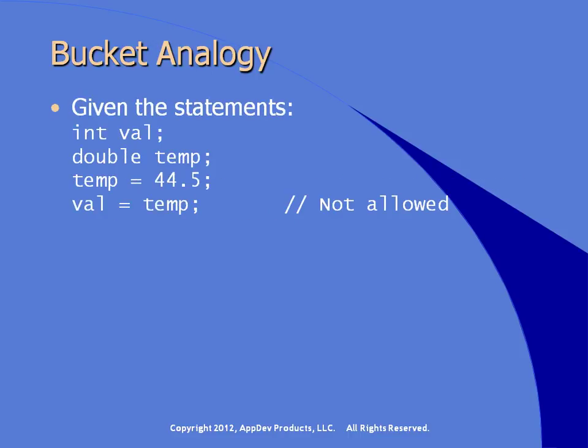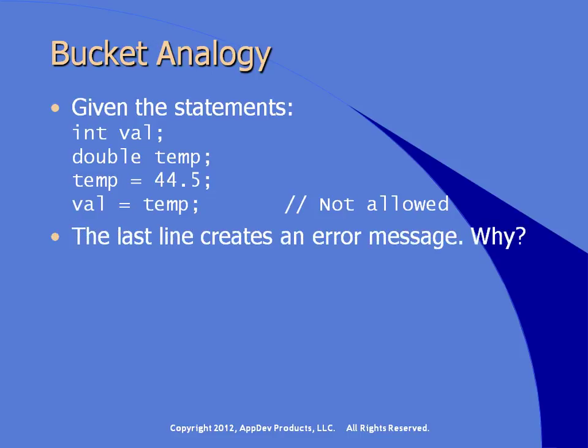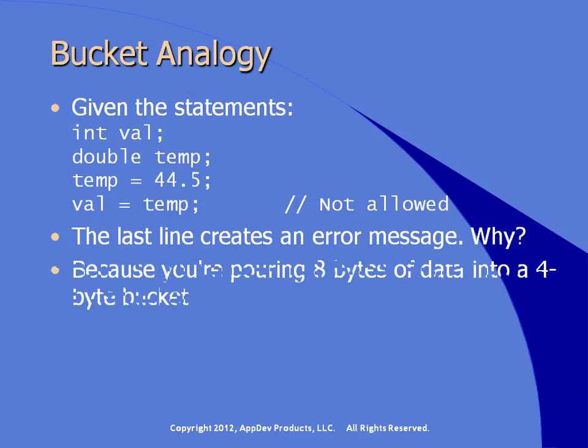Now, suppose that we try this. We attempt to take the value temp, which is a double, and we attempt to move the contents of temp into val, which is an integer. The last line creates an error message, and the reason is that you're trying to pour 8 bytes of data into a 4-byte bucket. Anytime you try to do that, you're going to have data lost. 4 bytes of data are going to spill out someplace, and the compiler cannot allow that, so it will flag that as an error and draw an error message.